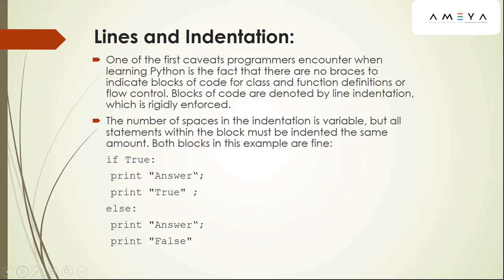One of the first caveats programmers encounter when learning Python is the fact there are no braces to indicate blocks of code for class and function definitions or flow control. Blocks of code are denoted by line indentation, which is rigidly enforced. The number of spaces in the indentation is variable, but all statements within the block must be indented the same amount. Both blocks in this example are fine.